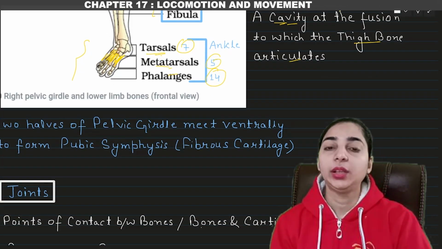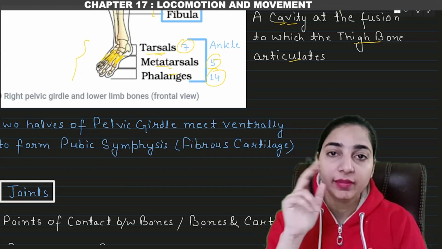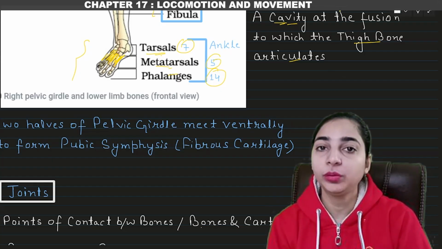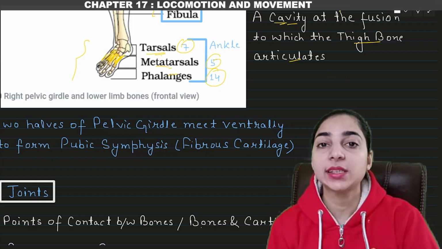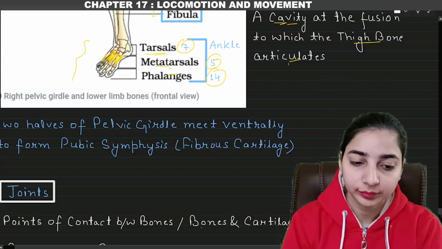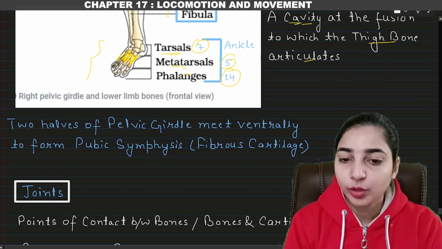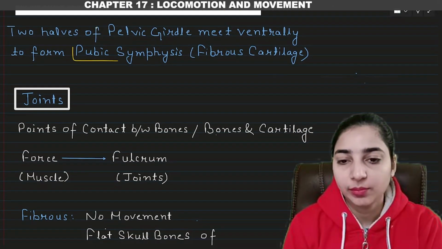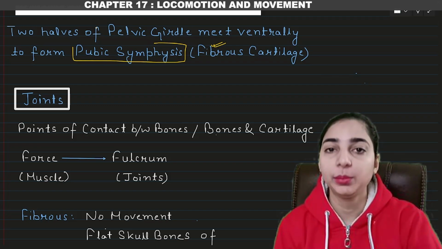So the hand, we have seen that the hand articulates with the trunk at a cavity known as glenoid cavity. Similarly, here also the thigh bone of the leg will articulate with the trunk at the cavity known as acetabulum. Okay, and the 2 halves of the pelvic girdle meet ventrally to form the pubic symphysis, which is made up of fibrous cartilage.